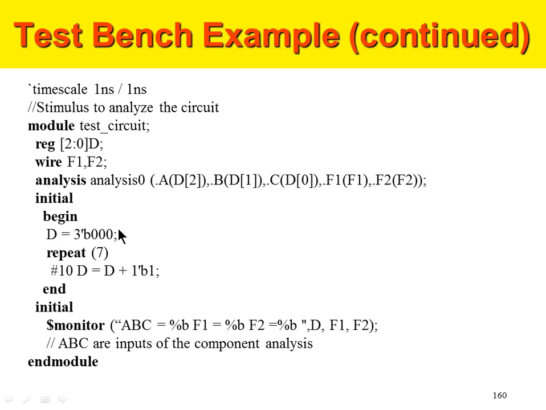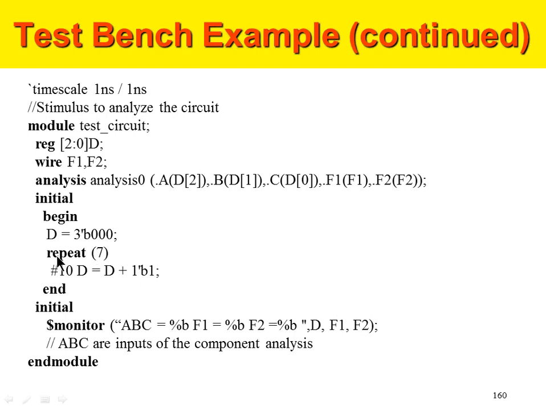Now I need to apply the inputs. So an initial block is used for that. Initial, begin the initial block. D, now this is a 3-bit value, second bit, first bit and 0th bit are mapped to three different inputs of my module that is instantiated. So the initial value of D is 3'b000. At a test bench level, I can use blocking assignments. I'm not worried about that because it's not going to go on the chip. D is equal to 3'b000, 3-bit binary value 000.